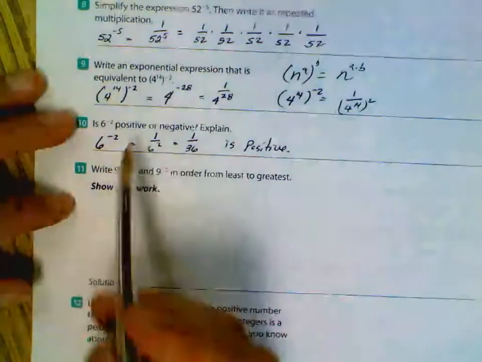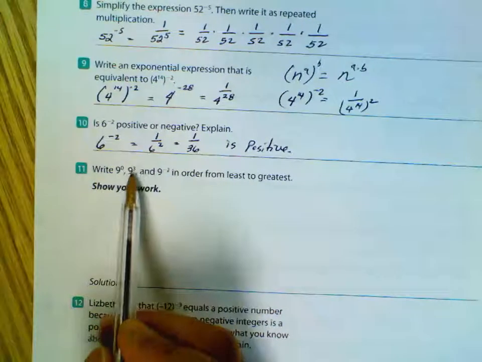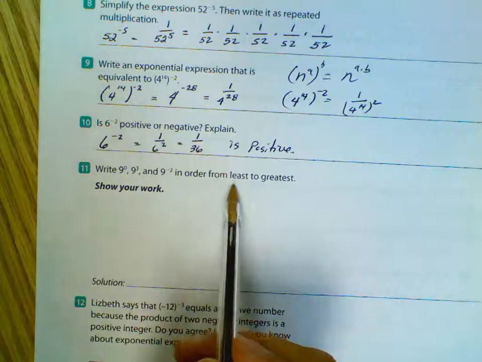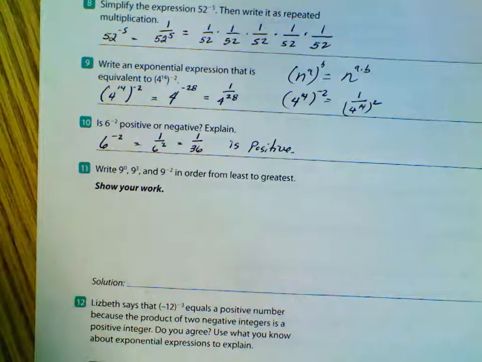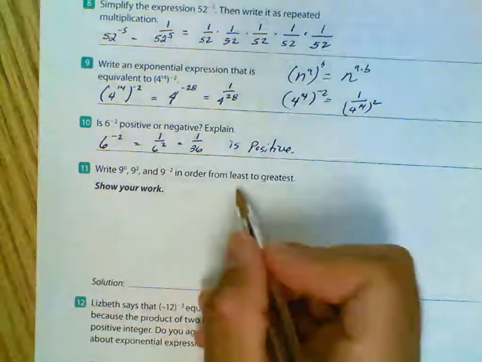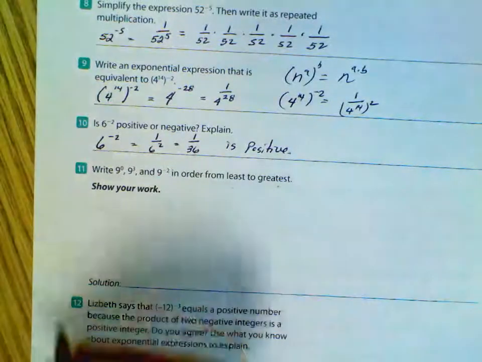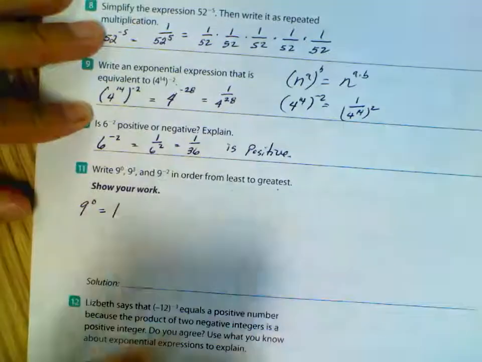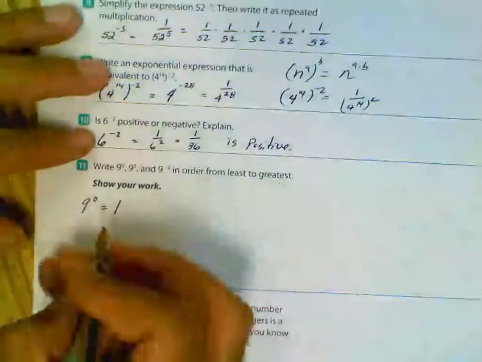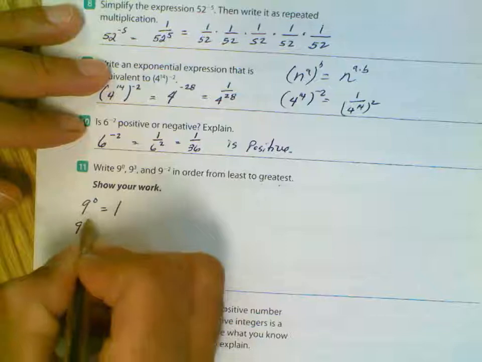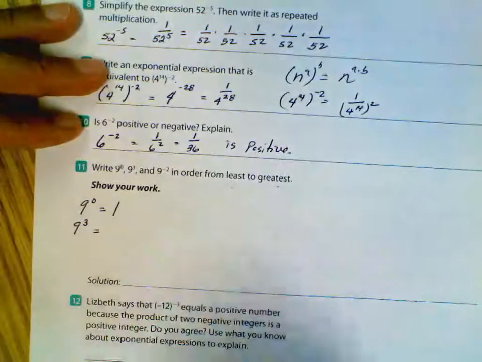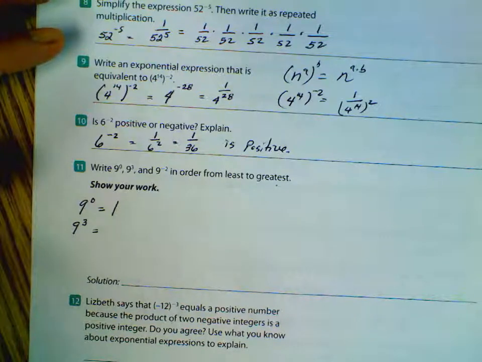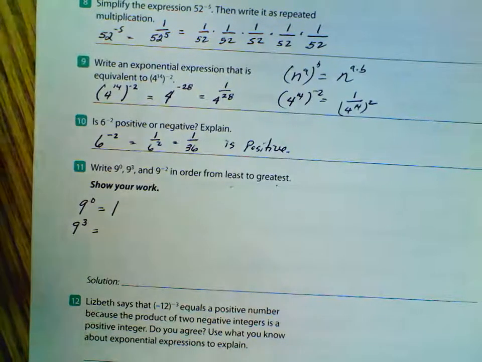Number 11, you need to write 9 to the 0, 9 to the 3rd, and 9 to the negative 2 in order from least to greatest. So I need to write it from the smallest number to the biggest one. Let me evaluate those numbers. 9 to the 0 equals 1 by property. Then 9 to the 3rd power is a big number: 9 times 9 times 9 equals 729.